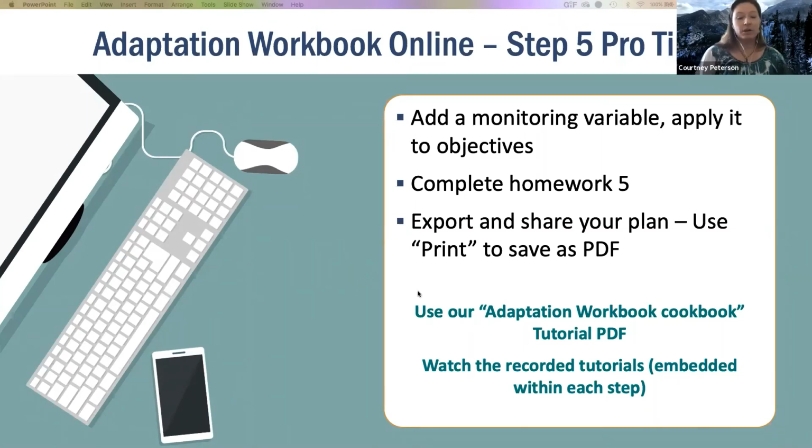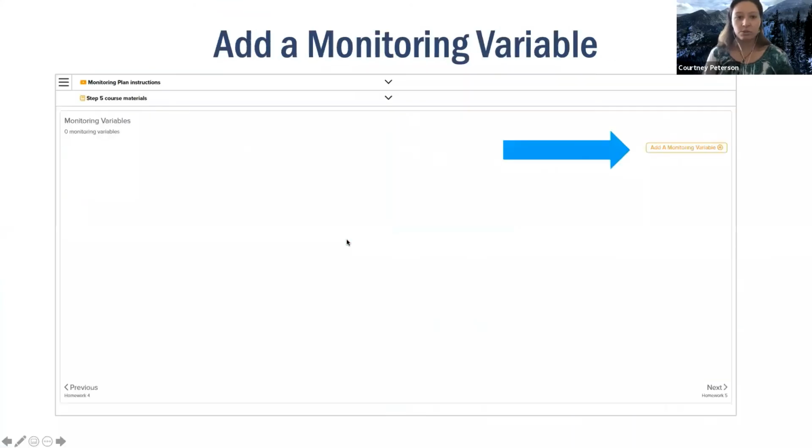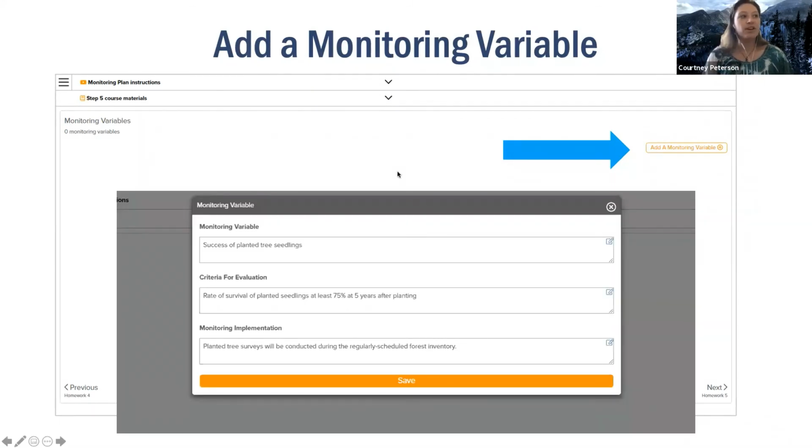Just as a quick reminder, don't forget that there are also adaptation workbook tutorials available as you're working your way through, in case you have any additional questions, and they're embedded within each step. So you can find those as you're working through the process. When you pull up step 5, this is what you're going to see for adding a monitoring variable. You're going to want to click on the button to add a monitoring variable, and then it'll give you the option for adding your variable, your criteria for evaluation, and your monitoring implementation.